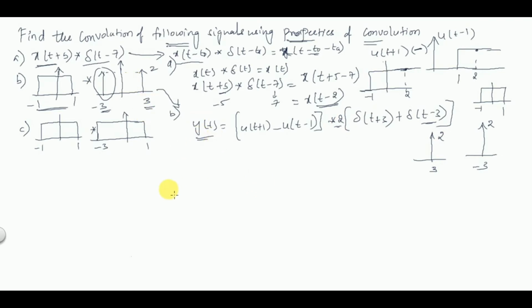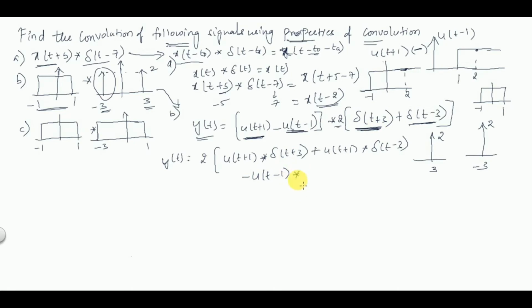So this is your y of t. y of t is equal to 2, written outside, times the first signal u of t plus 1 convolved with del of t plus 3, plus u of t plus 1 convolved with del of t minus 3, minus u of t minus 1 convolved with del of t plus 3, minus the last one, u of t minus 1 convolved with del of t minus 3.